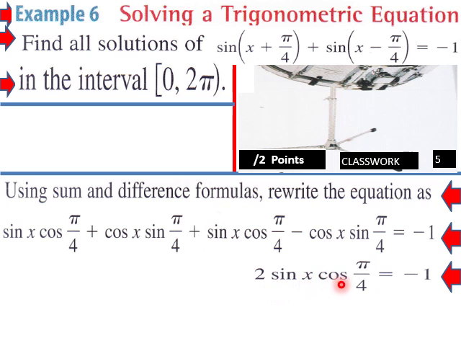So sine x cosine pi over 4 equals negative 1. We got some cancel outs here. We have two of sine x cosine pi over 4, and then these two cancel each other out, and these stay the same. When we simplify, we have 2 sine x, and the cosine of pi over 4 will be square root of 2 over 2, equals negative 1.